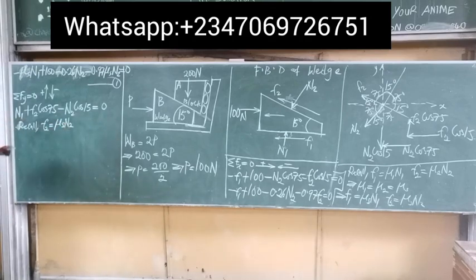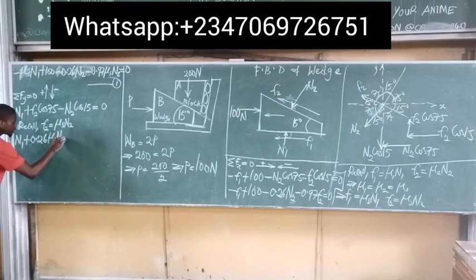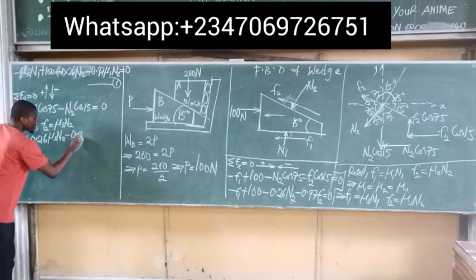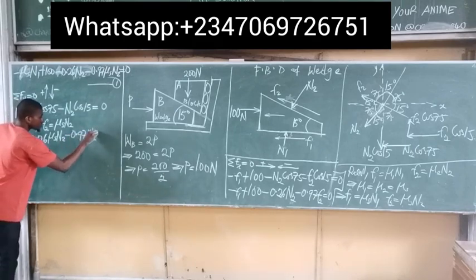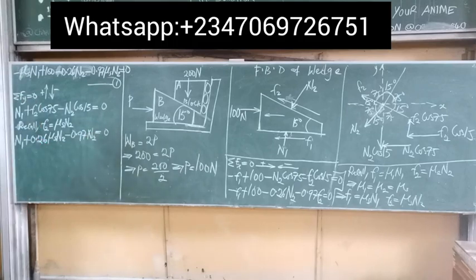So in place of this f2, I will simply have n1 plus, cos 75 is 0.26, so I will simply have 0.26 in place of f2. F2 becomes mu x n2, minus cos 15 gives us 0.97 n2. The whole of this is equal to 0.